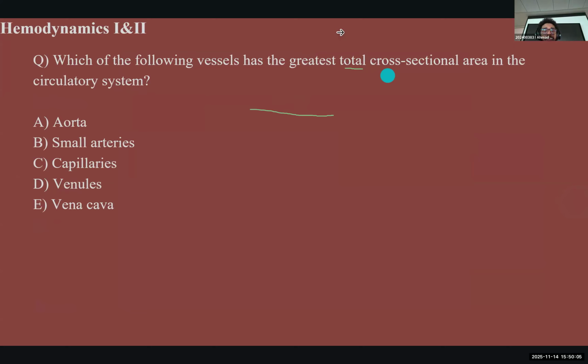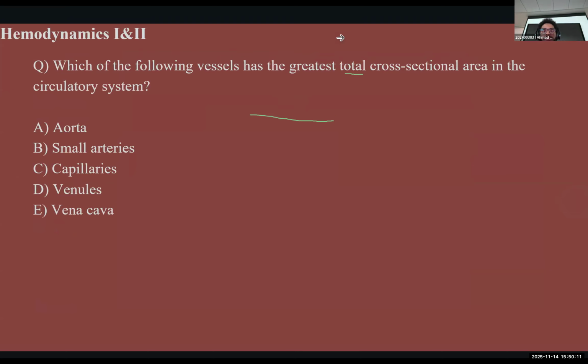Okay, hemodynamics. We're going to take a quick break so that we could pray since we're halfway through the PAL. We'll come back and continue again. Okay?